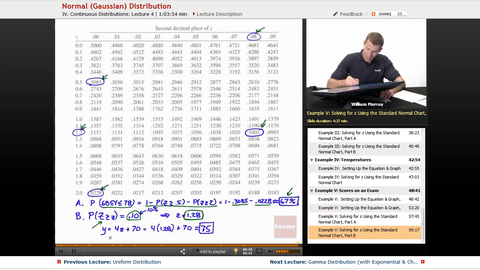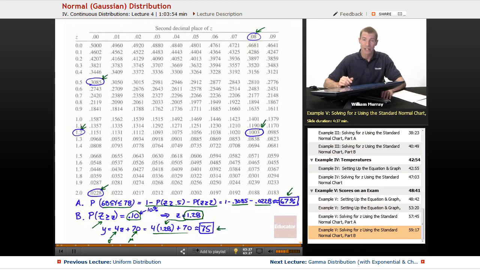And then, again, I solved that backwards with a sigma and a mu from the previous page to solve for y in terms of z. So I plugged the z value of 1.28 in, plugged in my sigma and mu, and I got a y score of 75. That means you have to score a 75 or better on this exam in order to land within the top 10% of students. If you're an honors student and you want to make sure you get those honors by being in the top 10%, you better score a 75 or better on this exam.